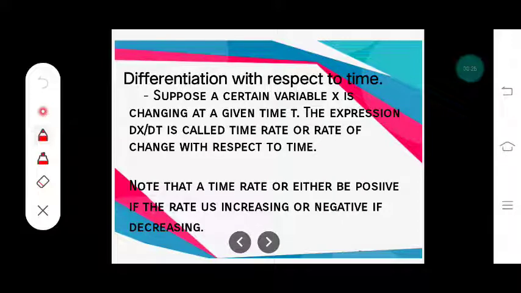Differentiation with respect to time: suppose a certain variable x is changing at a given time, which is t. The expression dx over dt is called the time rate, or rate of change with respect to time. We need to note that a time rate will be positive if the variable is increasing, and negative if it is decreasing.